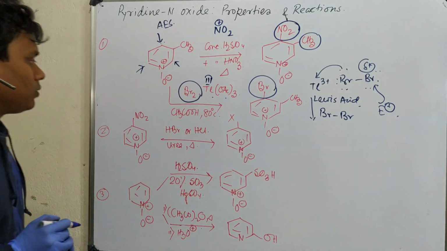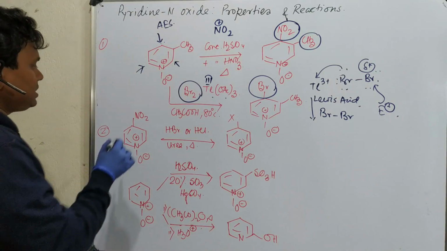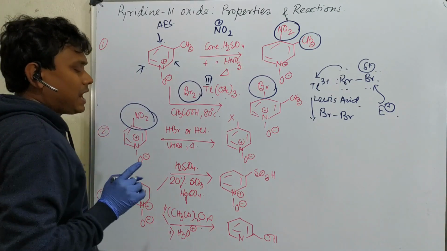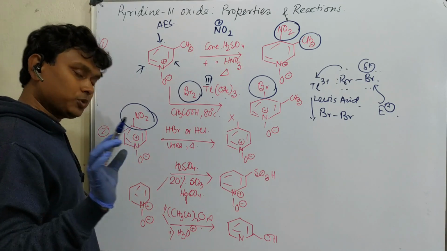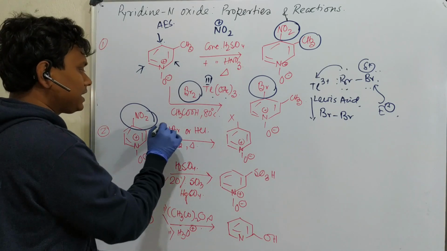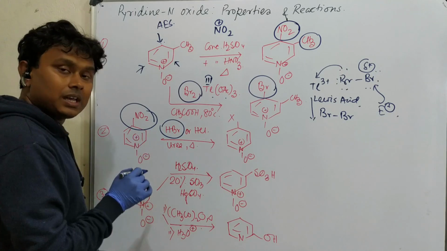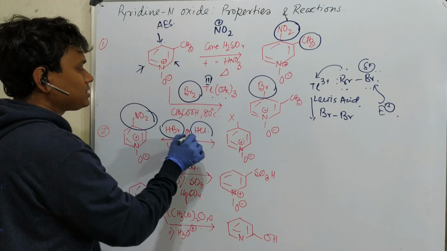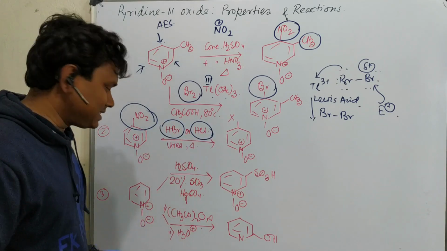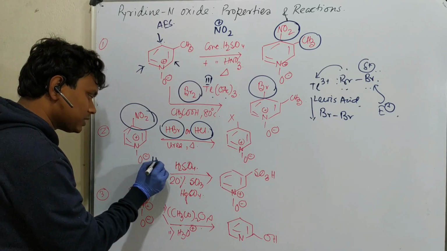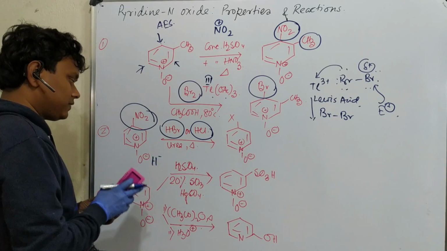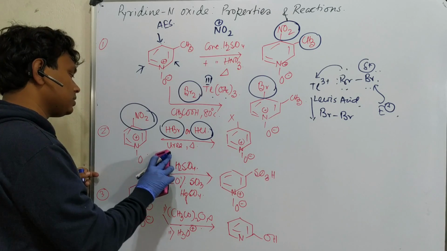Fine. Now the next problem. See, it's a 4-nitro derivative. I have discussed this in the previous video also, but with a different example. Here I have taken acid, HBr or HCl. So first of all, when I take acid, it is expected that this will be protonated. Fine, the first point is that it will be protonated.